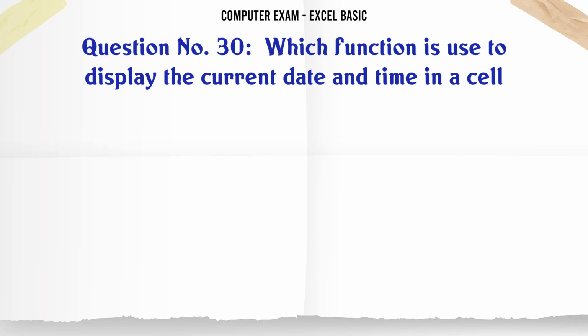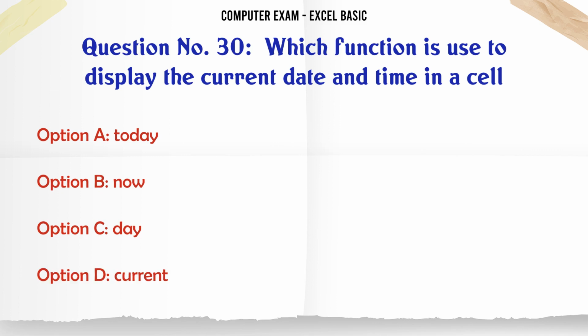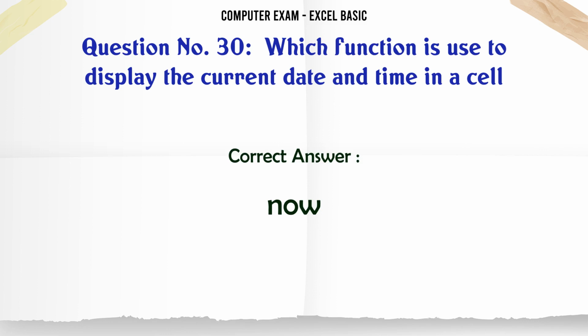Which function is used to display the current date and time in a cell? A. Today, B. Now, C. Day, D. Current. The correct answer is now.